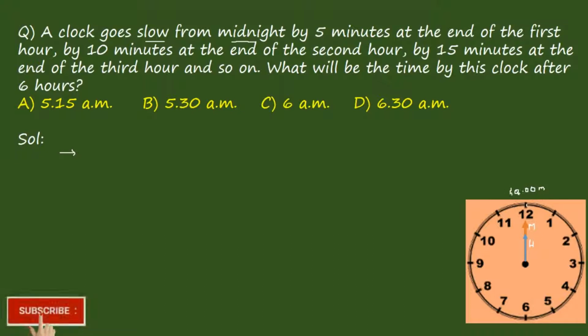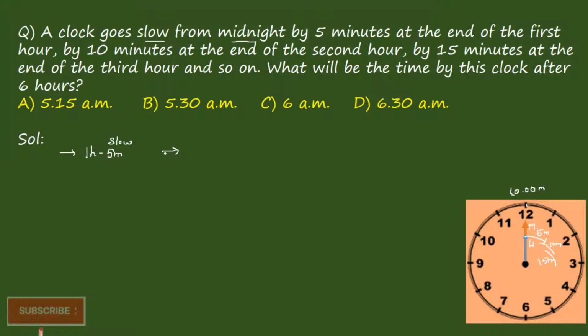Okay, so it becomes 5 minutes slow at the end of the first hour. If the hour hand moves from 12 to 1, then it becomes 5 minutes slow. Similarly, from 1 to 2, it becomes 10 minutes slow. From 2 to 3, it becomes 15 minutes slow. What do you understand from here? For 1 hour, it becomes 5 minutes slow, right? For 1 hour, it will be 5 minutes slow.